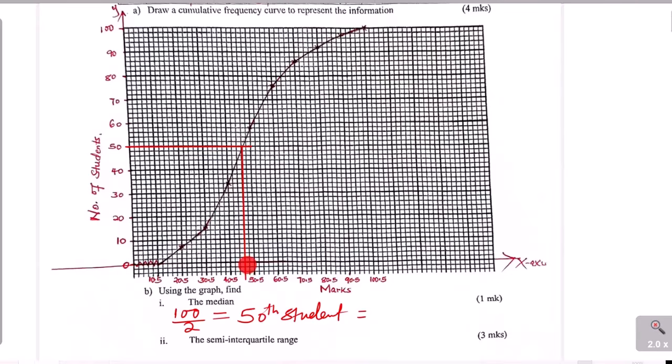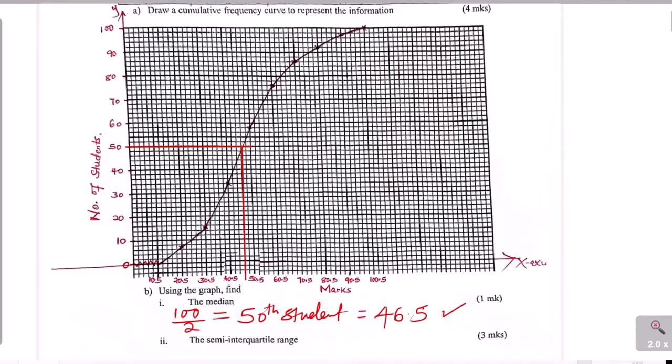Remember the scale. 1 centimeter represents 10, so one small square represents 2. So this is 42.5, 44.5, 46.5. So that is 46.5. So 46.5 is the median mark.